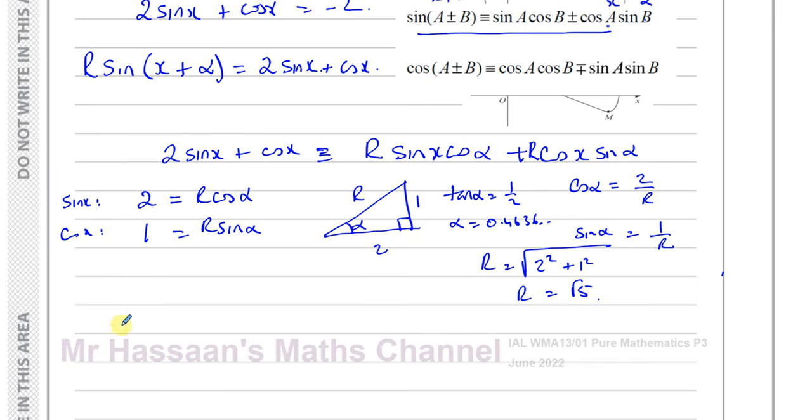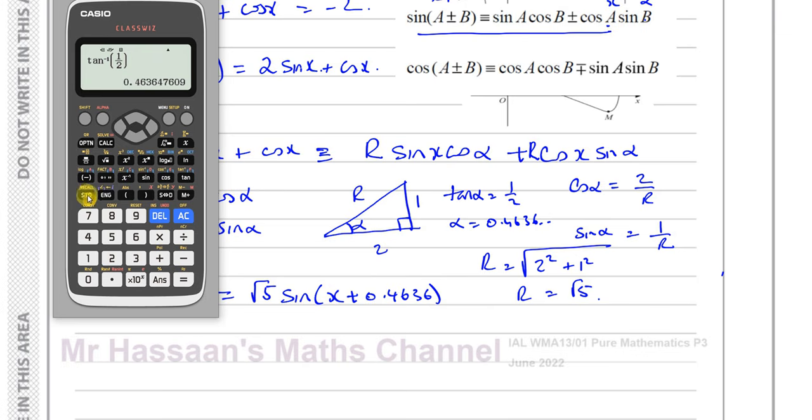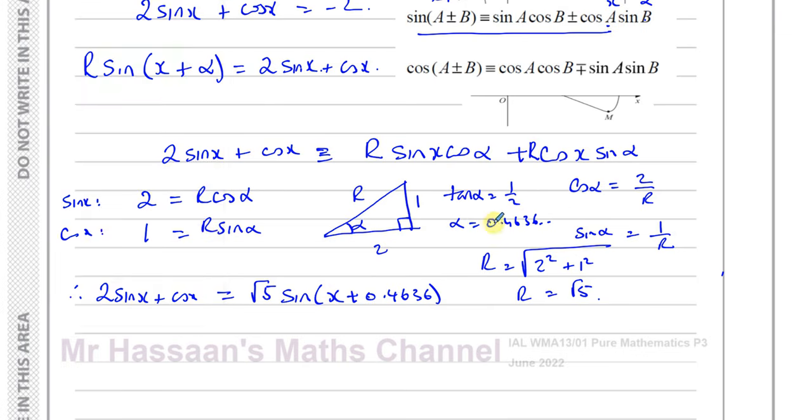Okay, so what we can therefore say is that 2 sine x plus cosine x can be rewritten as the square root of 5 times the sine of x plus 0.4636. Now what I'm going to do is store this as A. So this is stored as A. So alpha is A in my calculator. I've just made a note of that.